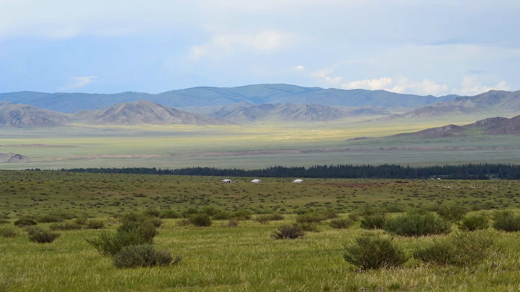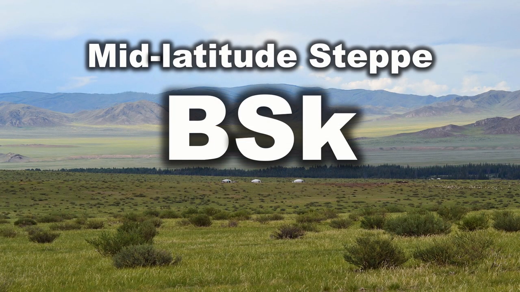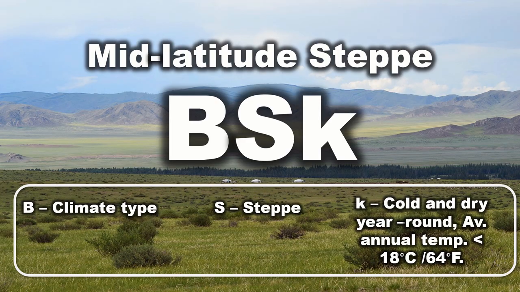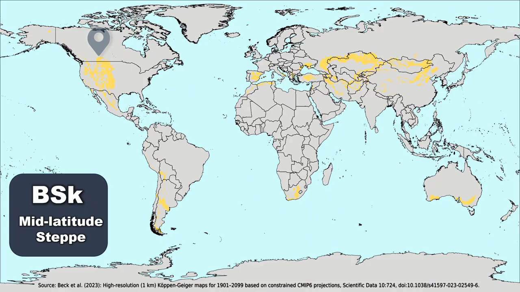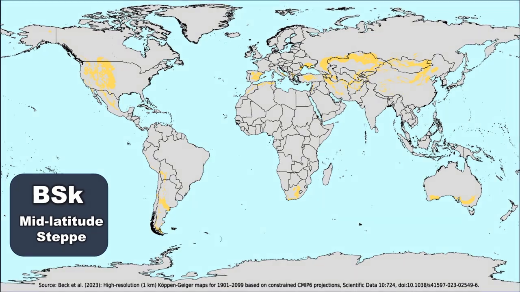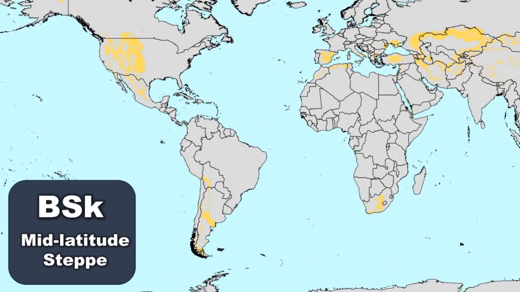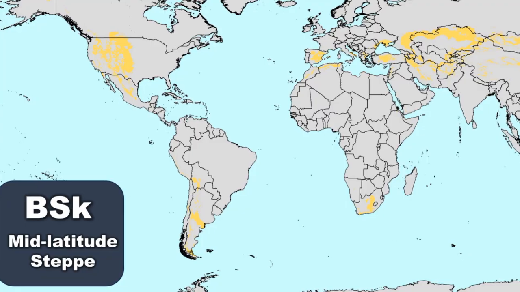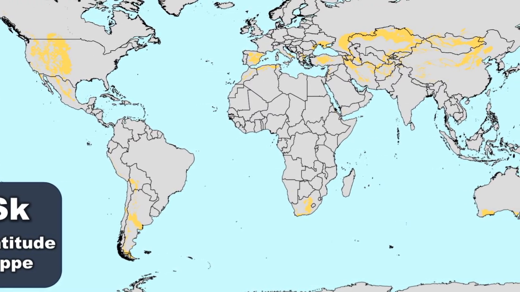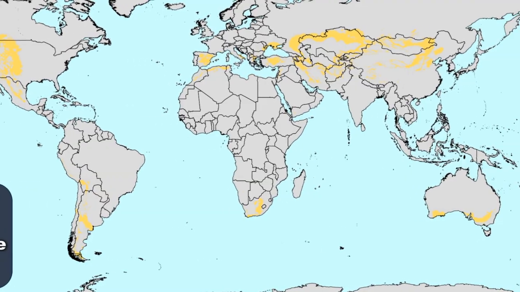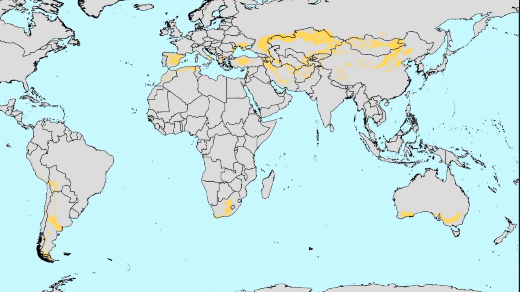Our final category, BSK or mid-latitude steppes, includes some of the world's most important grassland ecosystems. The North American Great Plains, the vast Eurasian steppe stretching from Ukraine to Mongolia, and Argentina's pampas all fall into this category. These regions form where continental interiors receive just enough moisture to avoid becoming true deserts. They typically exist in rain shadows of mountain ranges, or in transitional zones between humid and arid regions.